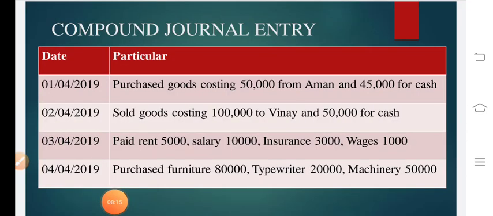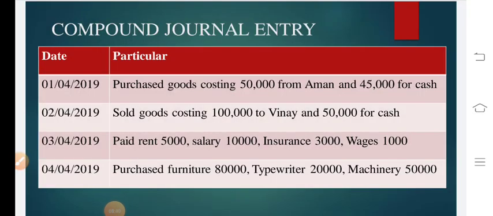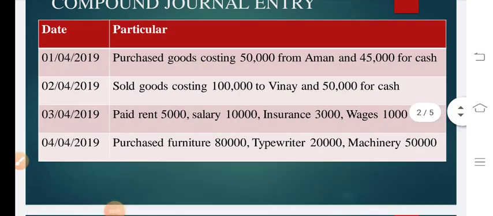Now you can check your third point, that is: paid rent rupees 5,000, salary rupees 10,000, insurance rupees 3,000 and wages rupees 1,000. That means we have paid 4 expenses on the same date. Now when we have paid 4 expenses on the same date, let's check how the journal entry should be.